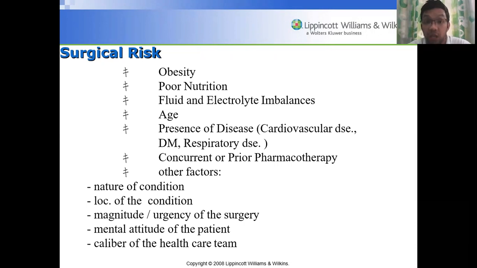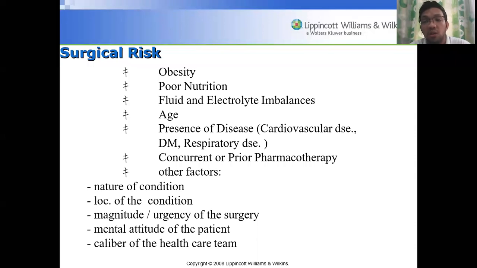Remember, we need protein for the repair of tissues after the patient has undergone surgery. Those who have fluid and electrolyte imbalance as well. This can pose a risk for surgery. So if you are dehydrated, for example, how is wound healing going to occur if you have dehydration? So that can pose a risk.